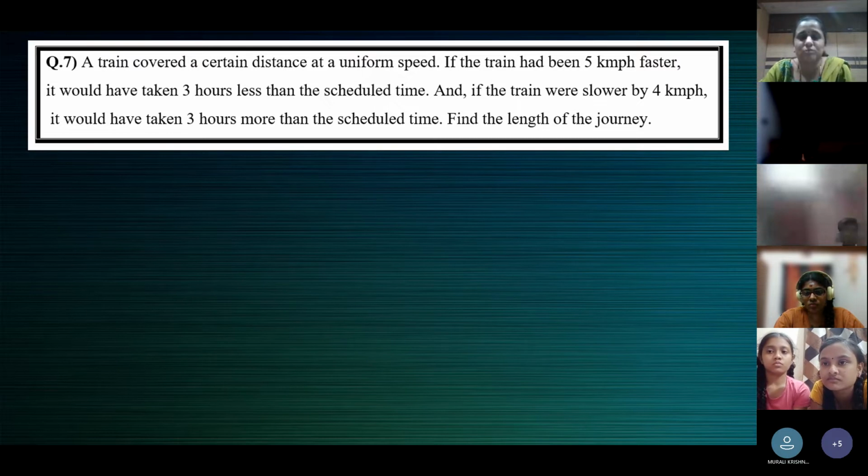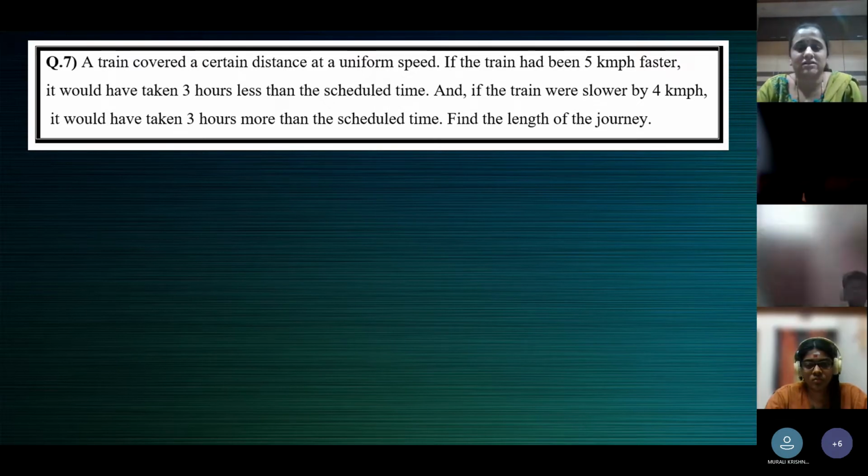The distance between two places does not increase or decrease due to increase or decrease in speed and time. You can change the speed and time. More speed, less time. Less speed, more time. Speed and time are inversely proportional. But the distance is the same. That is what is here.